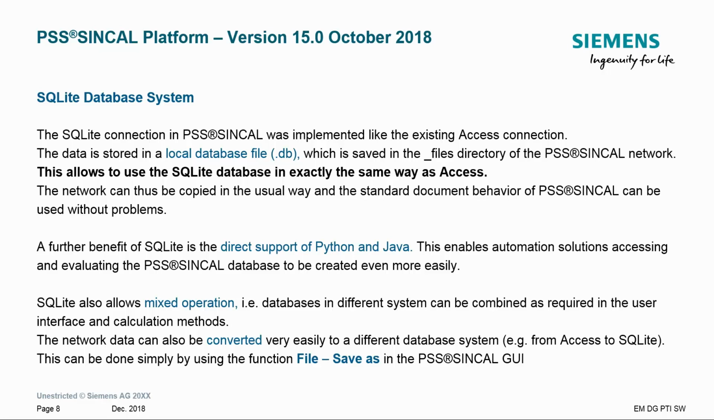It allows also that you have a mixed operation between the different databases. For instance, if you have include networks, one network can be in Access, the other can be in SQLite, or maybe you have your libraries in Access but the network in SQLite. To create a network in SQLite, this is very simple. You switch on the feature in the Access option menu, and then when you do file save as procedure, then you directly get an SQLite version.